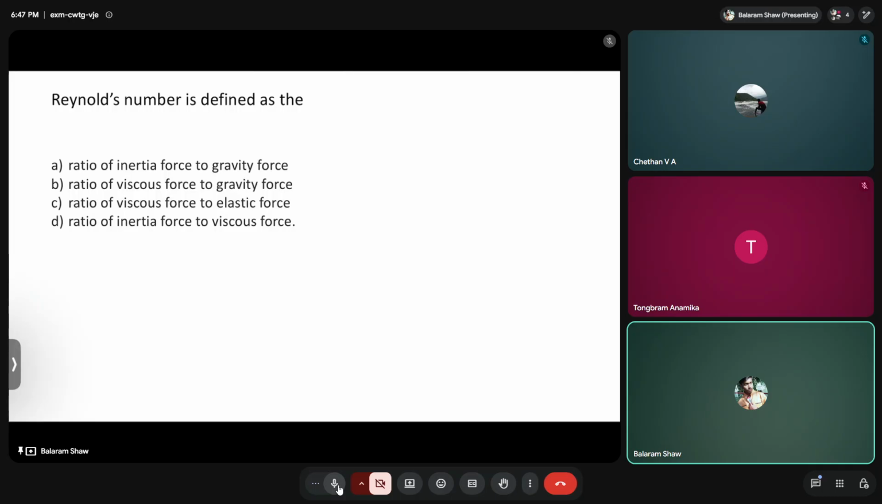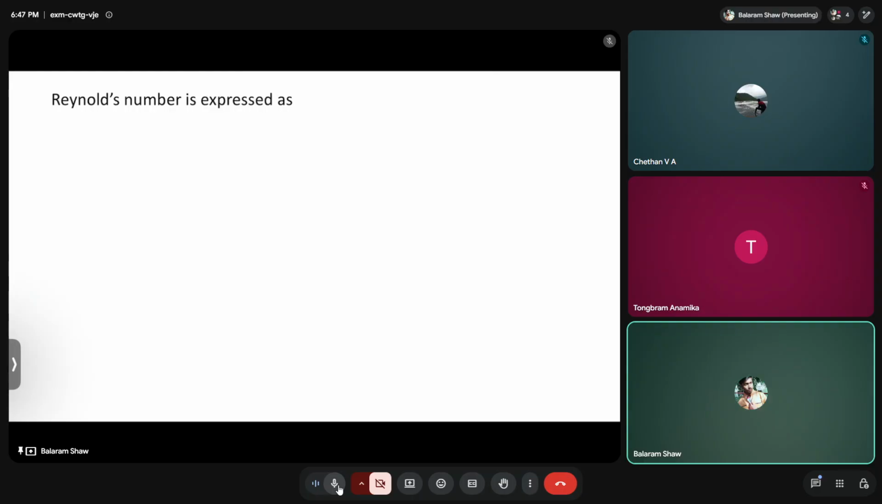Just now we have discussed, right, what is Reynolds number? It will express how much relative importance the viscous effect has with respect to the flow. So flow has inertia force, whereas viscosity will have viscous force. So the correct answer will be inertia force to viscous force. That is option D. So the correct answer will be D.